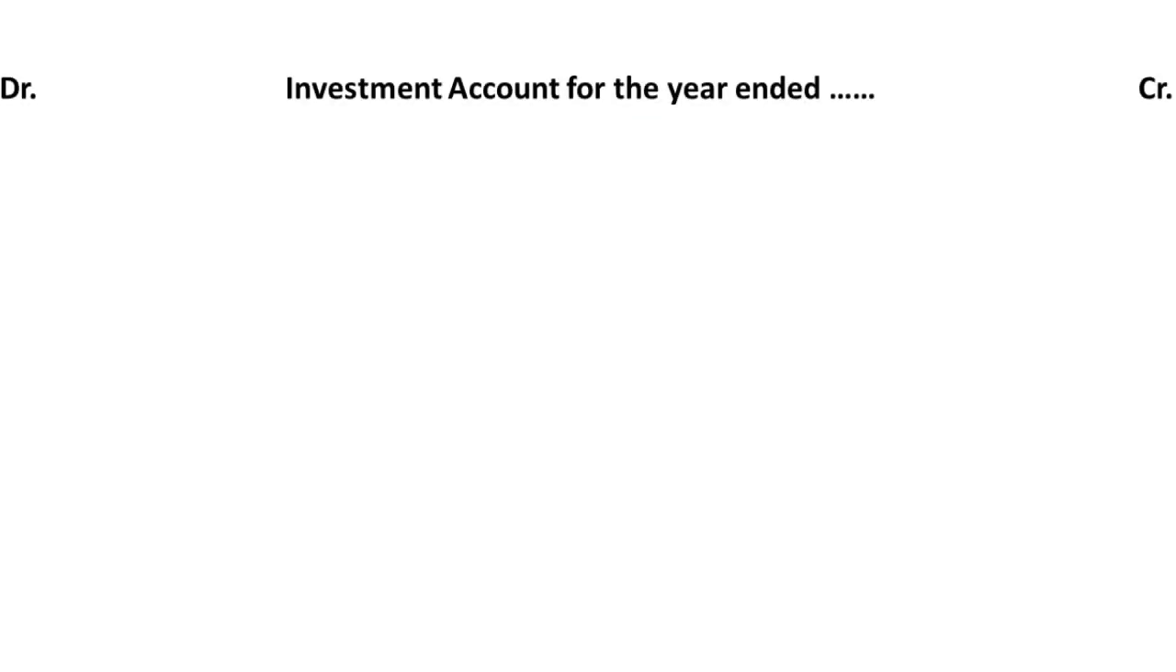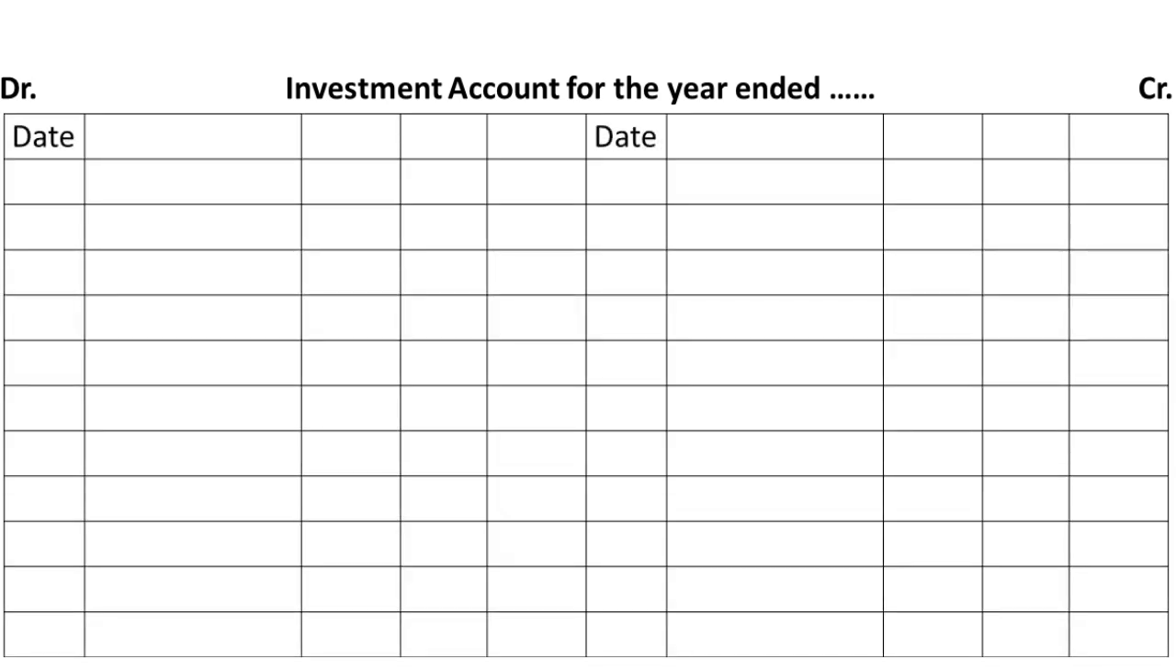First of all, we need to prepare investment account with the column of date, the column of particulars, the column of nominal value or face value, the column of interest (in case of share, it is dividend), and the last column of cost or capital. So this is the pro forma of investment account.